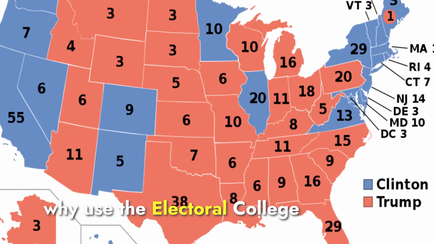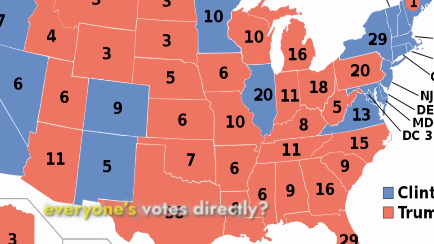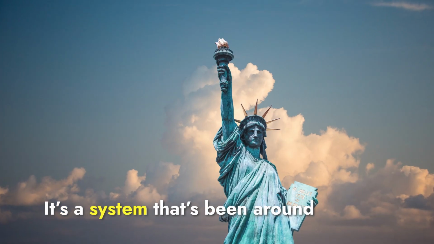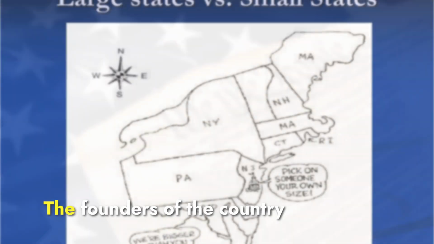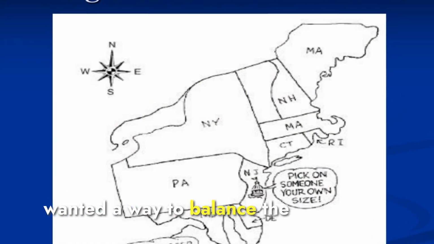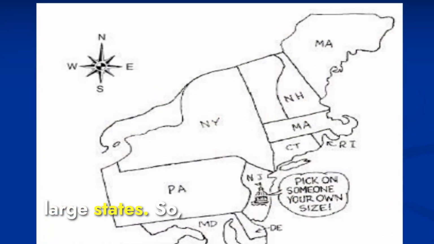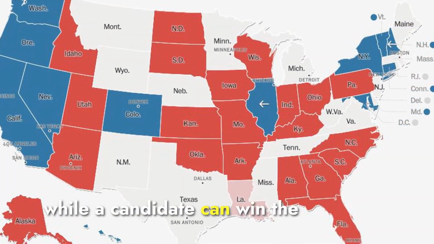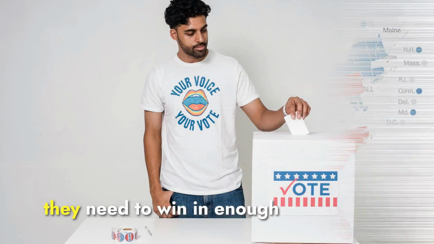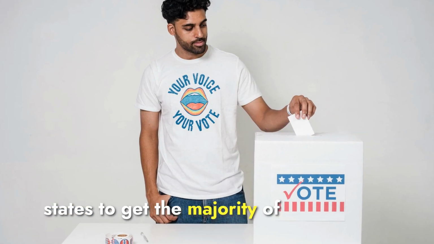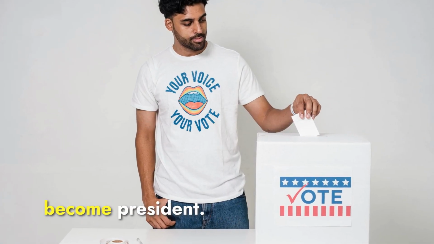Now, why use the Electoral College instead of just counting everyone's votes directly? It's a system that's been around since the United States Constitution was written. The founders of the country wanted a way to balance the interests of small and large states. So, while a candidate can win the popular vote, the total number of votes across the whole country, they need to win in enough states to get the majority of electoral votes to actually become president.